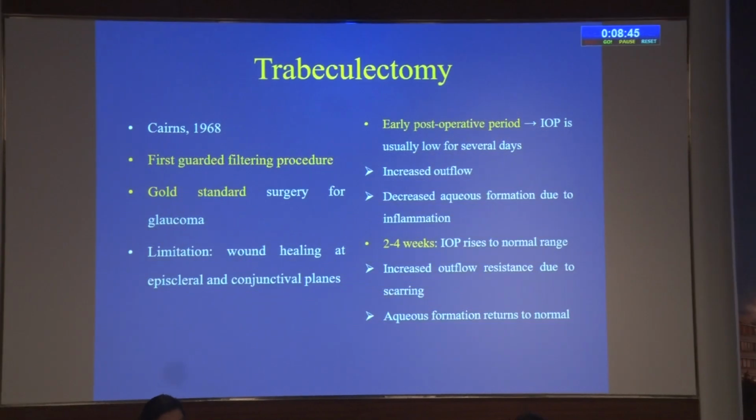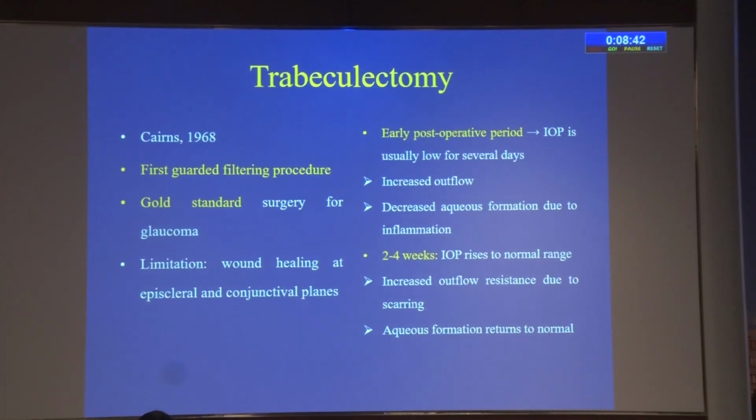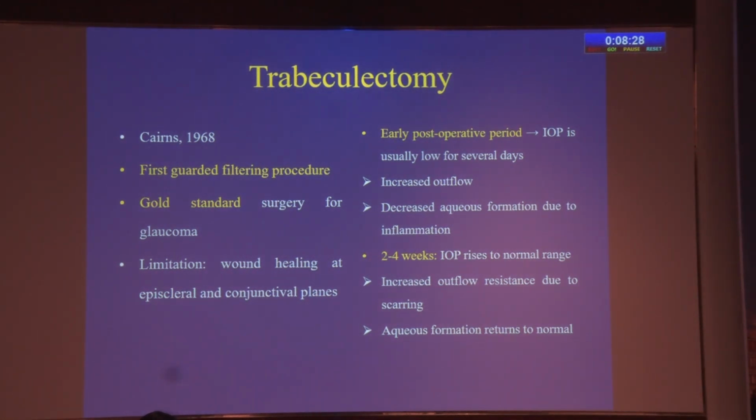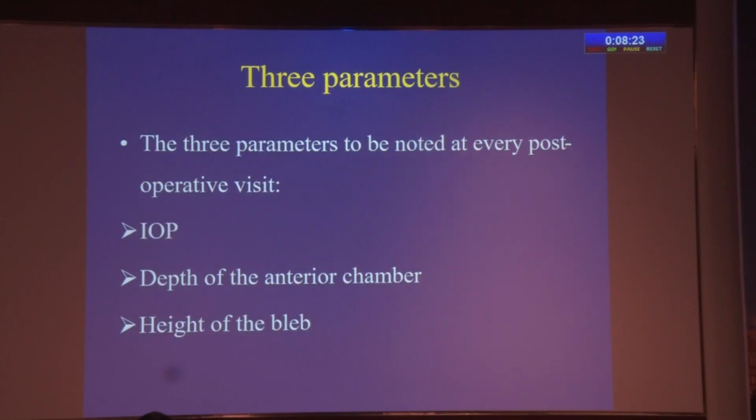The limitations being wound healing at the episcleral and conjunctival planes. In the early post-operative period, IOP is usually low for several days, due to increased outflow and decreased aqueous formation from inflammation. In 2 to 4 weeks, IOP rises to the normal range, due to increased outflow resistance from scarring, and aqueous formation returns to normal. So the 3 parameters to be noted at every post-operative visit are intraocular pressure, depth of the anterior chamber, and height of the bleb. These are the 3 cardinal points.